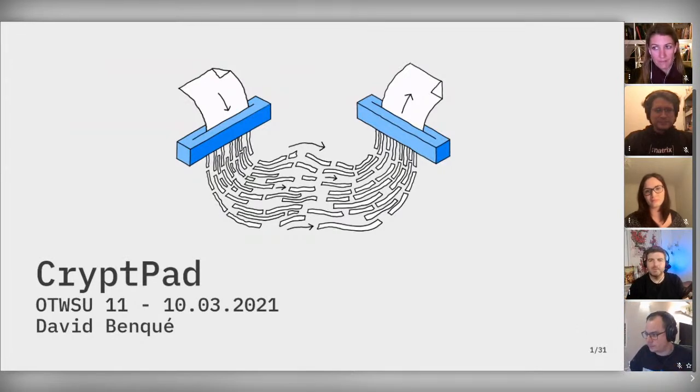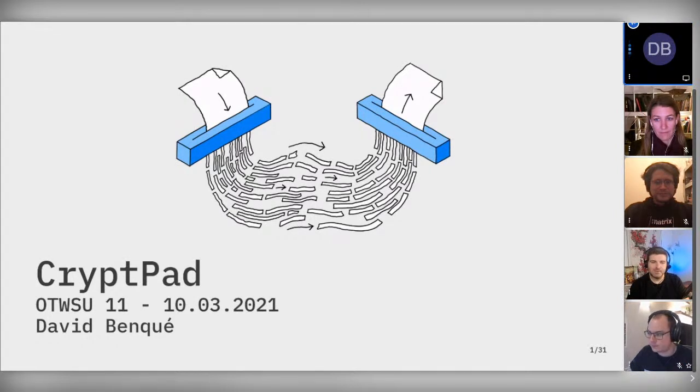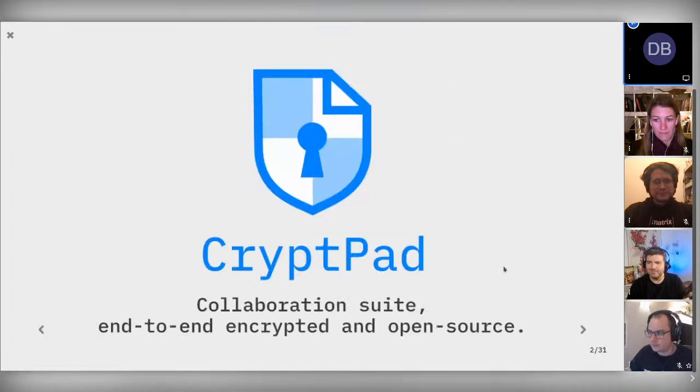So yeah, I'm David Benqué. I'm a designer on the team at CryptPad, which is made by a company called XWiki, based in Paris. CryptPad is basically a collaboration suite that's end-to-end encrypted and open source. That means we're aiming to provide the same functionality as well-known suites like Google Docs or Office 365, but in free software that is built for privacy.